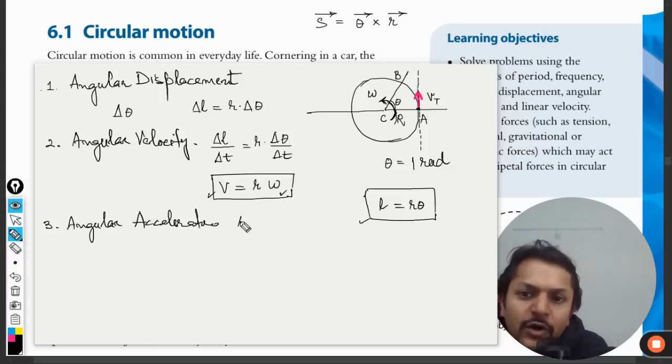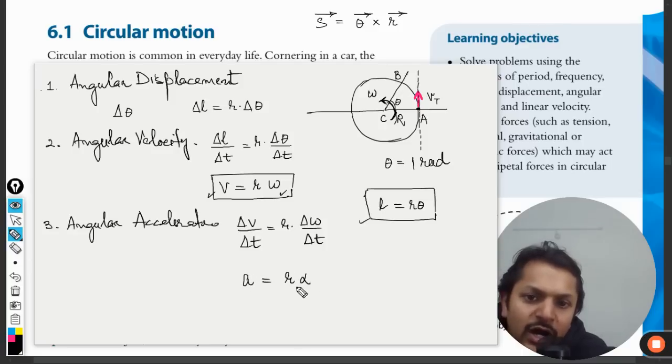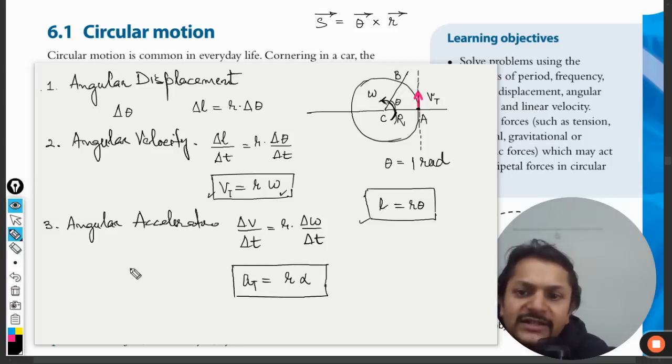Angular acceleration is, now again we are going to divide this same equation by the time. So this will become a is equal to r alpha. Again, this a can be written as at, just like this vt. So this is called tangential acceleration.